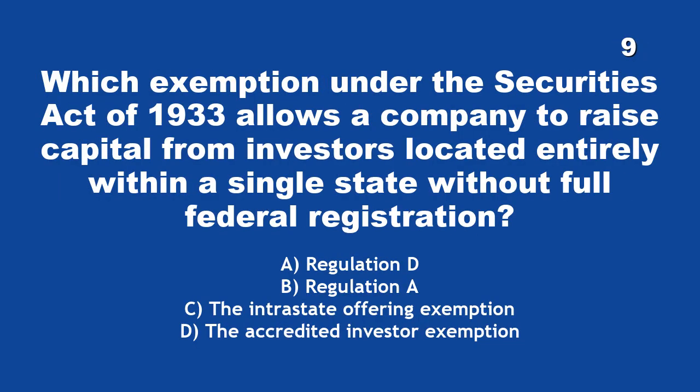Which exemption under the Securities Act of 1933 allows a company to raise capital from investors located entirely within a single state without full federal registration? Option A, Regulation D. Option B, Regulation A. Option C, the intrastate offering exemption. Option D, the accredited investor exemption. The correct answer is C, the intrastate offering exemption.